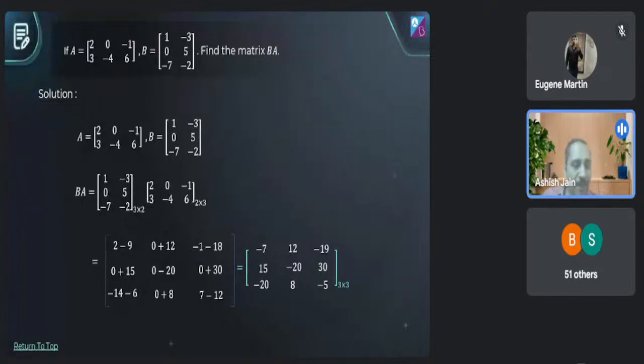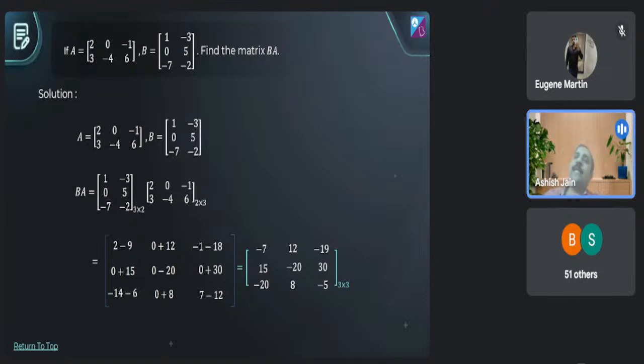So if I need to find the value at, suppose मुझे निकालना है third row second column, that means I have to multiply third row elements of the first matrix with second column elements of the second matrix. पहले matrix का row, दूसरे का column. So it's minus 7 into 0 plus minus 2 into minus 4. Minus 7 into 0 is 0. Minus 2 into minus 4 is plus 8. 0 plus 8, my answer is 8.